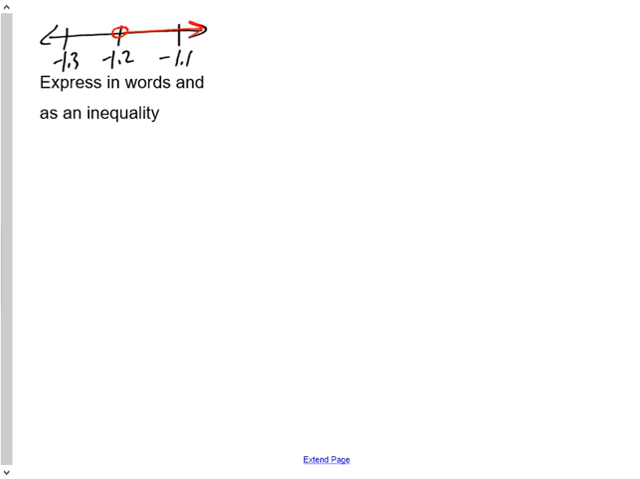Question number 2 says express in words and as an inequality. So the first thing, if this was a question in your test, because it's an open boundary, it's either this sign or this sign, because it cannot be this or this, because that would be a closed boundary point. Oh well, I just lost it. So it's an open boundary point, which means it's going to be less than or greater than, not equal to.